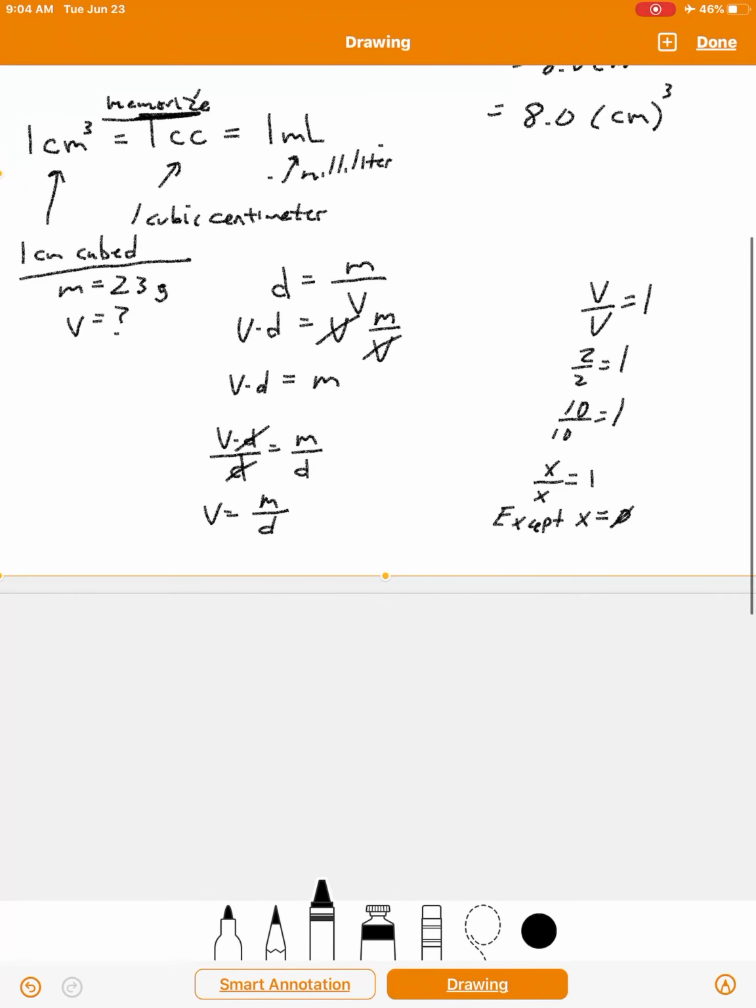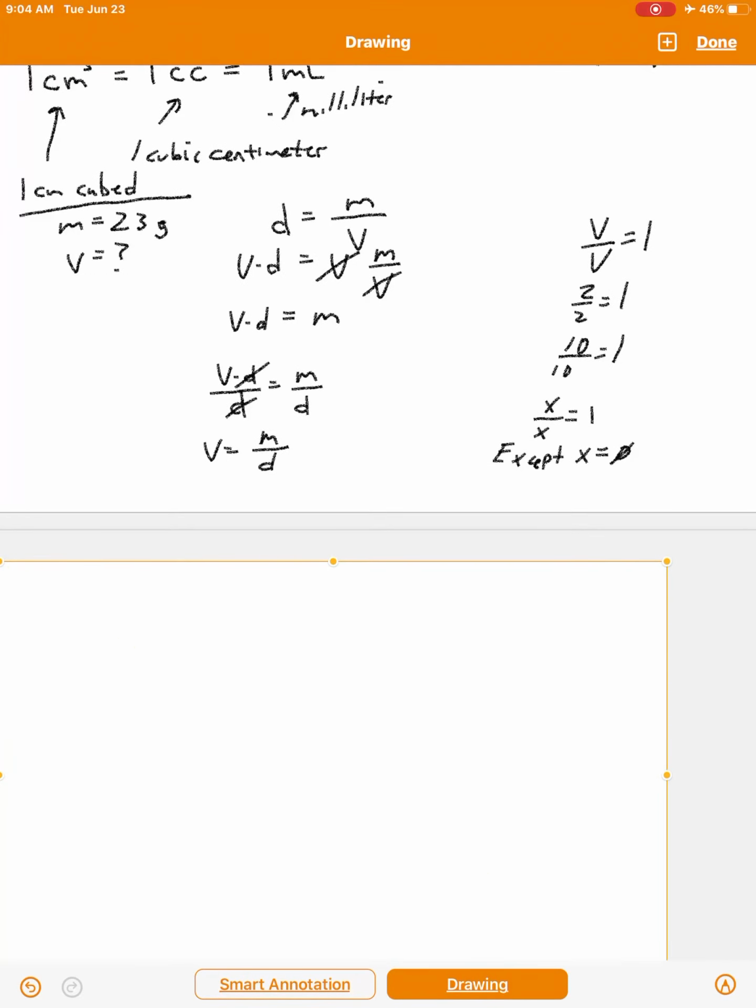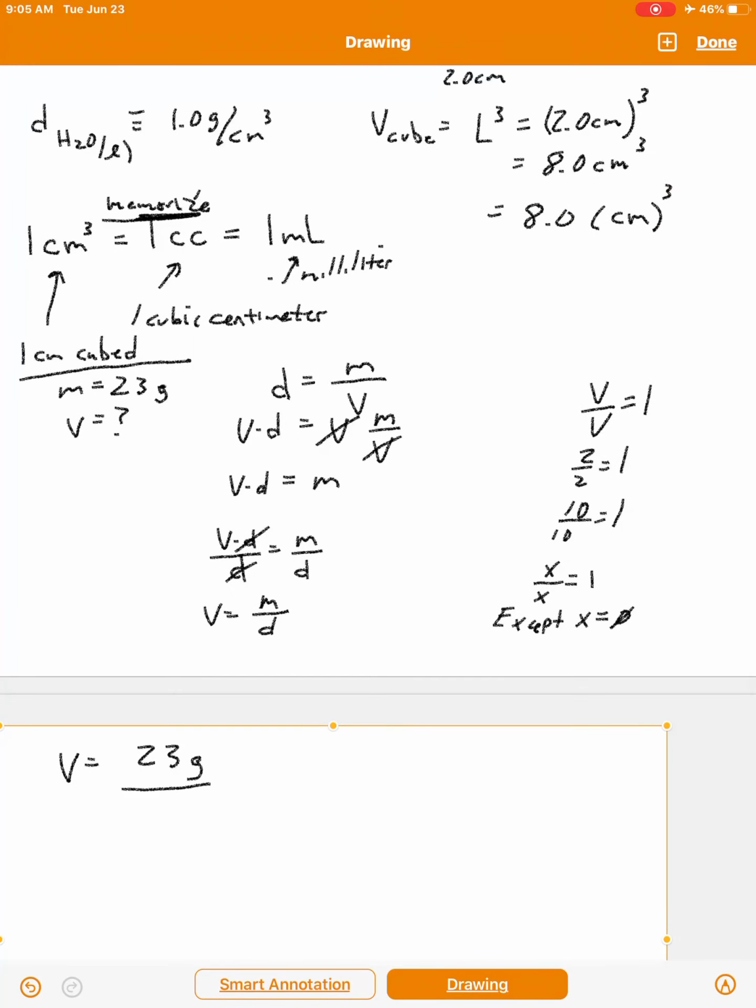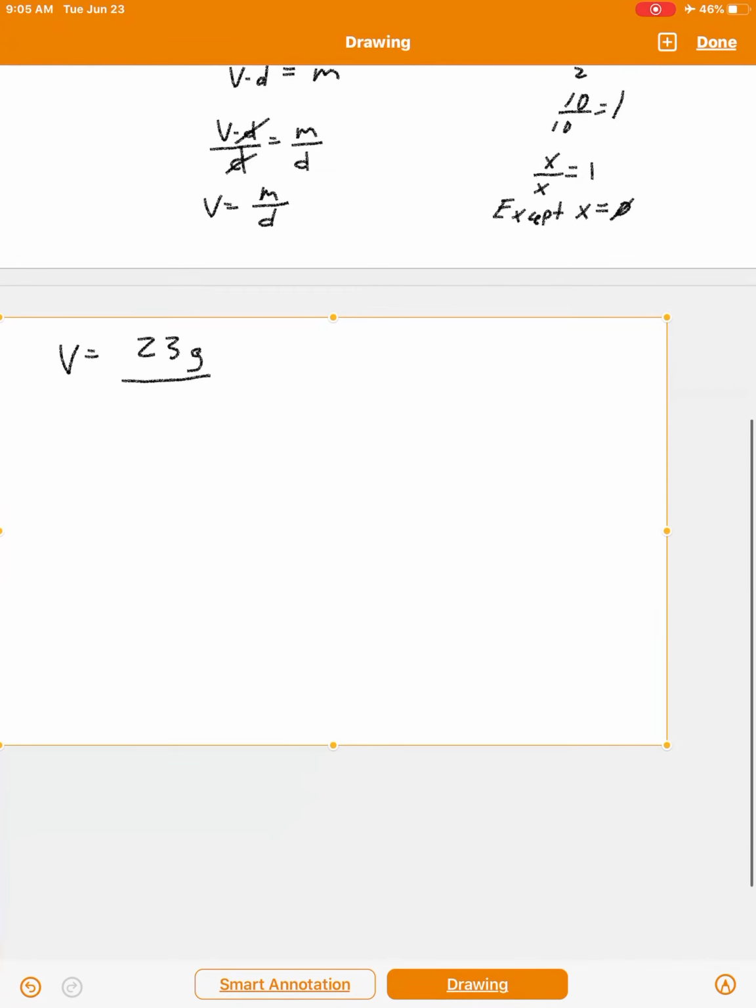There you go. That's the idea now. I'm running out of room here, so let me create another room here. Now, the volume is the mass. Again, we have the mass, 23 grams. But we calculated the density in the first part. Notice in chemistry calculations, you often use the result of one part in your calculations for the next part. So that's what's going on here. So we found in part A that the density was 0.92, right? 0.92 grams per centimeter cube.